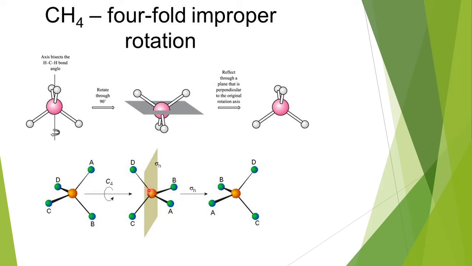So now we have learned all the symmetry elements. The first one is the identity element. Second one is the line of symmetry. Third one is the plane of symmetry. Fourth one is the point of symmetry or inversion center. Fifth one is the improper rotation axis.